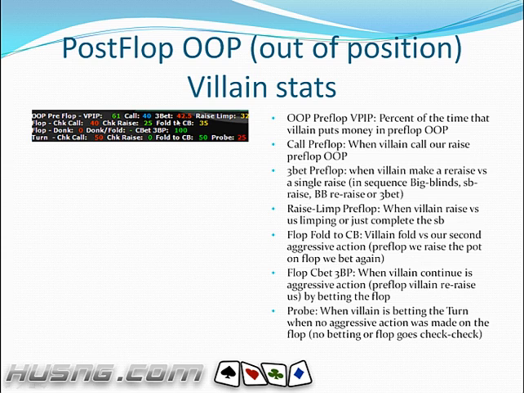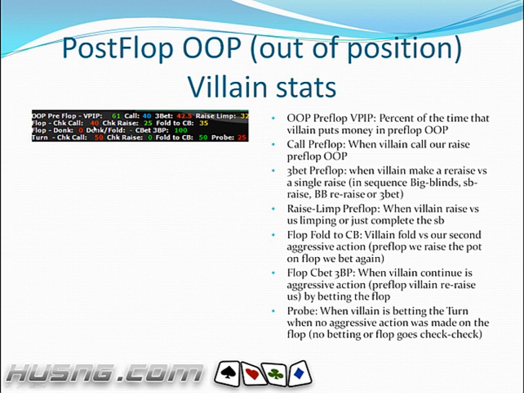3-bets, whenever a villain makes a re-raise versus a single raise. In sequence we have a big blind, small blind raise, and then the big blind re-raises or 3-bets. This is the actual 3-bet stat. Raise limp pre-flop, whenever a villain raises versus us limping or just completing the small blind. Raise limp stats. This is post-flop.